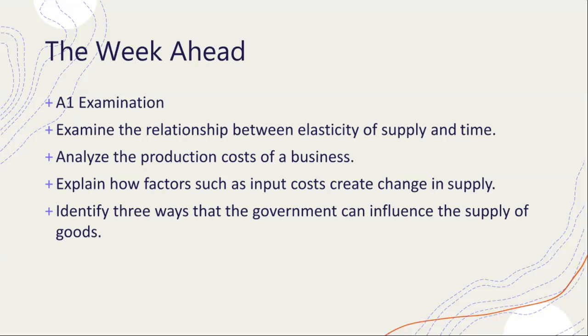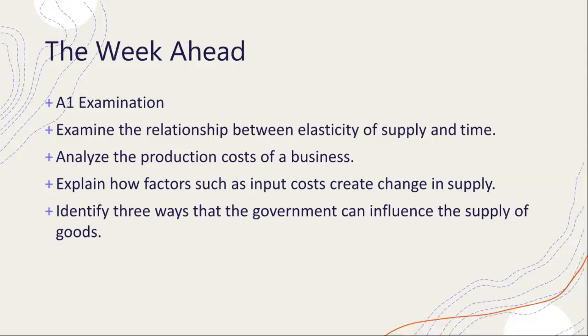So let's transition into our next topic, how factors such as input costs create changes in supply. Input costs, such as the price of labor, materials, or energy, play a pivotal role in determining a business's supply. When input costs rise, businesses may cut production, leading to a decrease in supply. Conversely, if input costs decrease, supply may increase as businesses find it more profitable to produce more goods.